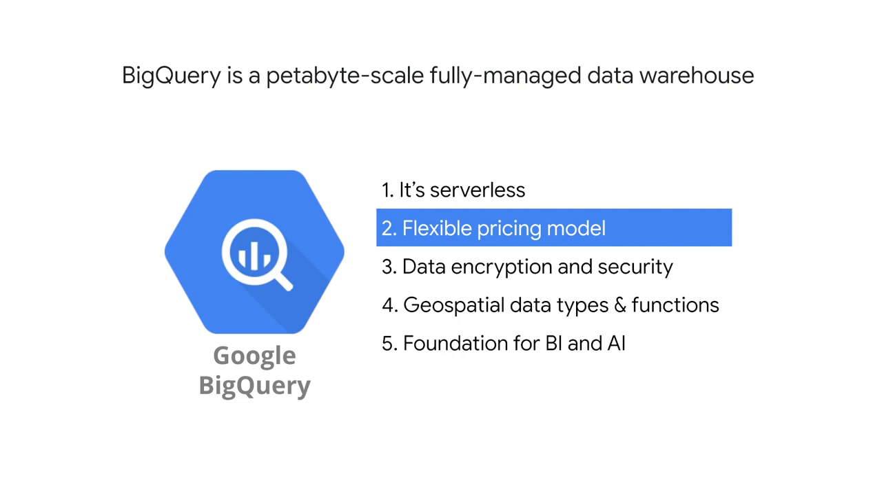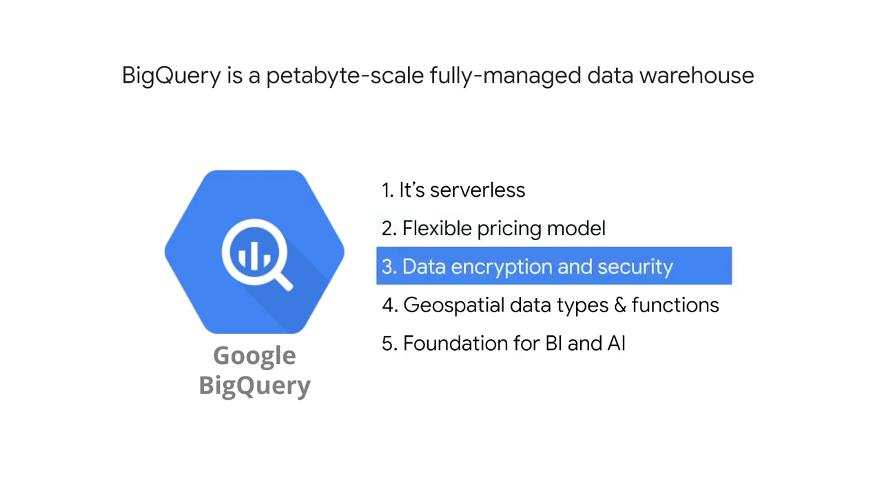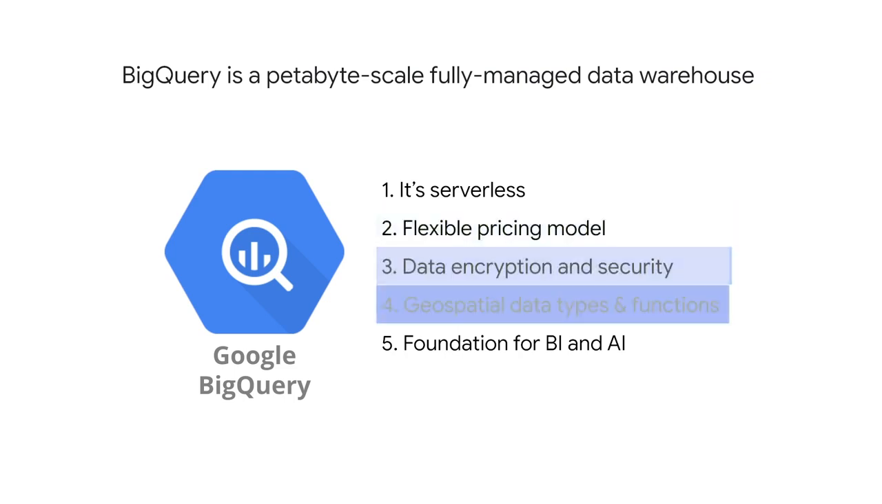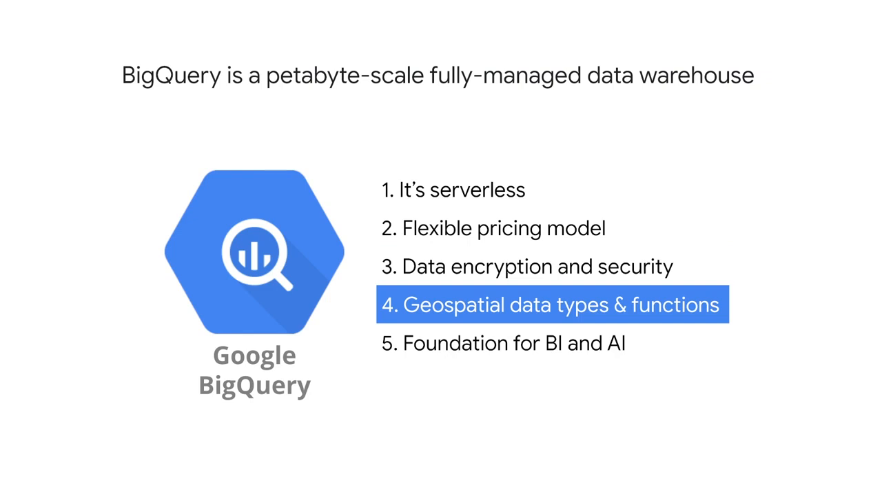If you want to have a set bill every month instead, you can subscribe to flat tier pricing, where you get a special reserved amount of resources for your dedicated use. Data in BigQuery is encrypted at rest by default. You can also specify the geographic locality of your data if you need to meet things like regulatory requirements.